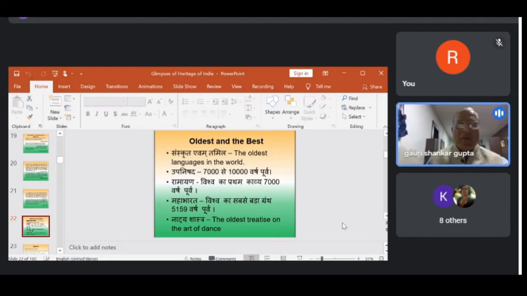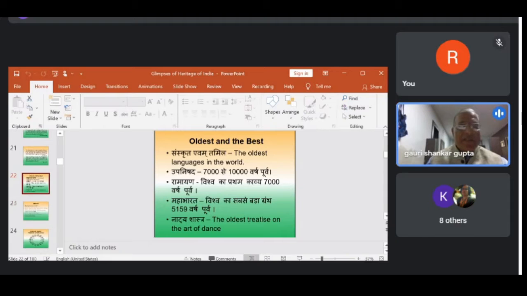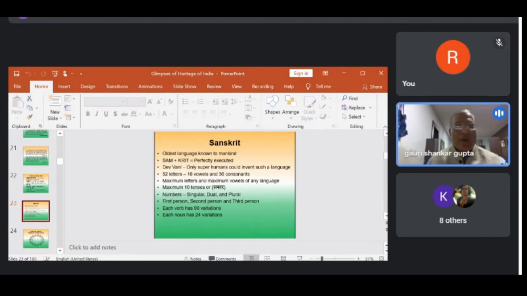So welcome to our Saturday morning session once again. And last time we talked about education system in ancient India. And today we will talk about the oldest language in the world and the most scientific language in the world called Sanskrit. So let us talk about Sanskrit today. It's a fascinating language which we will learn as we move forward.